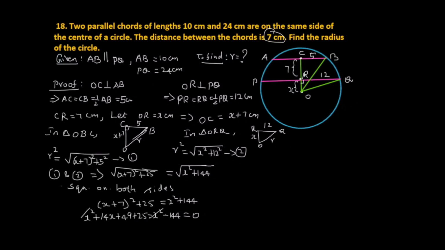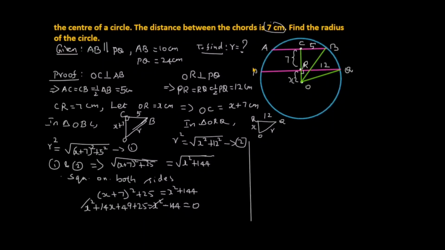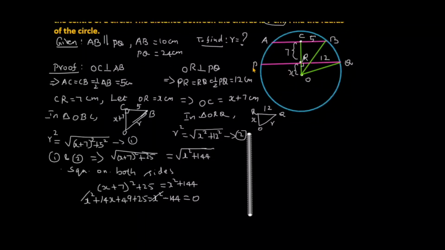Then adding 49 and 25, which gives 74. Then subtracting that from 144. Solving the equation, here we are getting 14x + 49 + 25 − 144, which is 14x + 74 − 144 = 14x − 70.